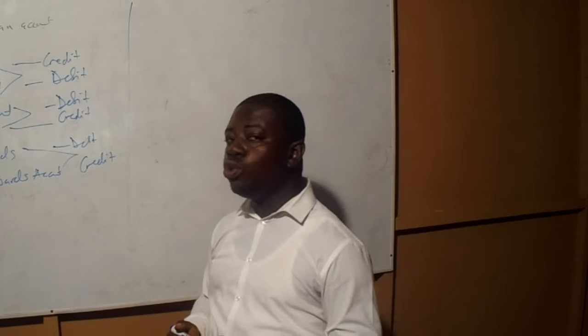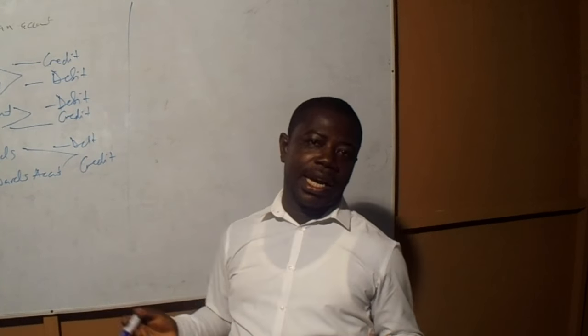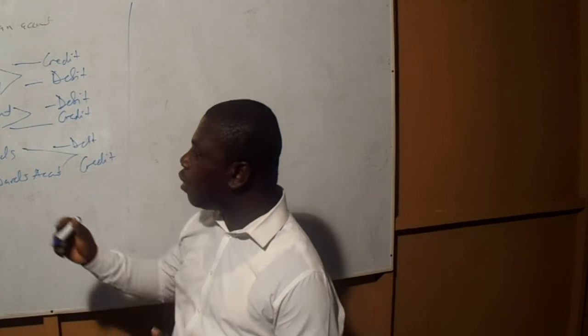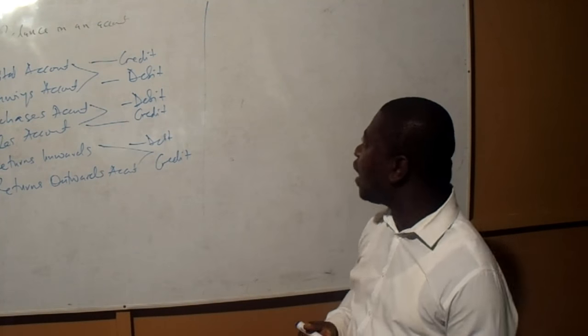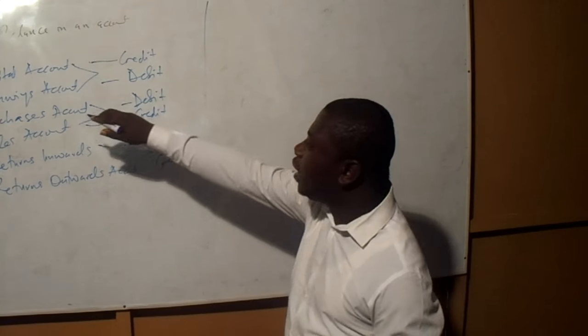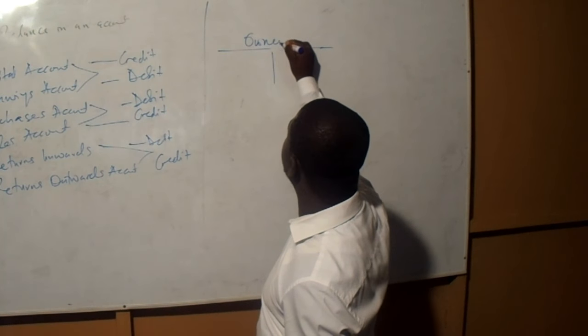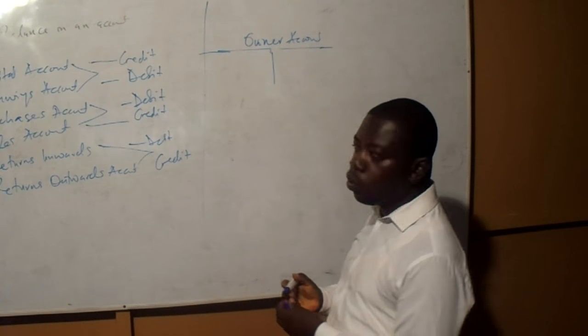Now, it will interest you to know, maybe you have never heard it before, that capital account is a personal account. Drawings account is also a personal account. So these two accounts are personal accounts. And you ask me, why are they personal accounts? Let me explain to you. These are the accounts of the owner. Let me assume that we have something we call the owner's account.